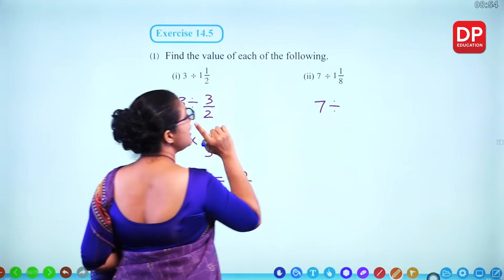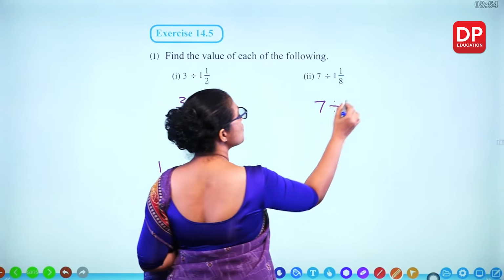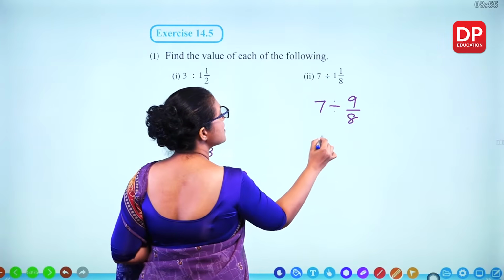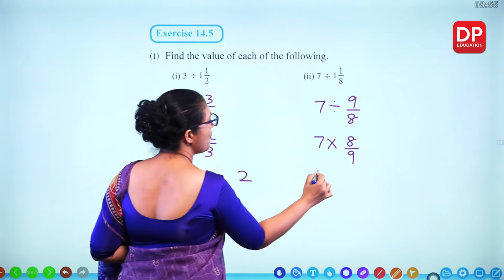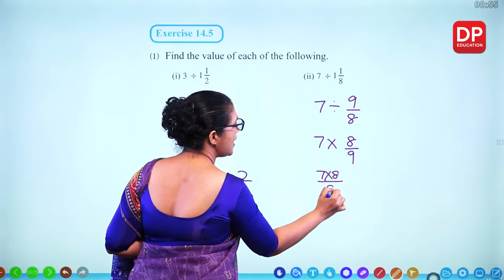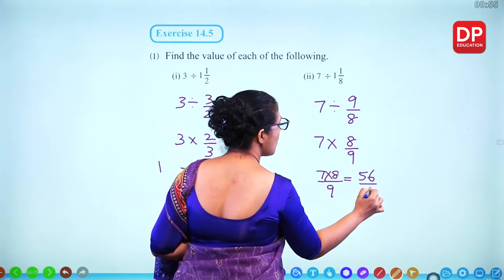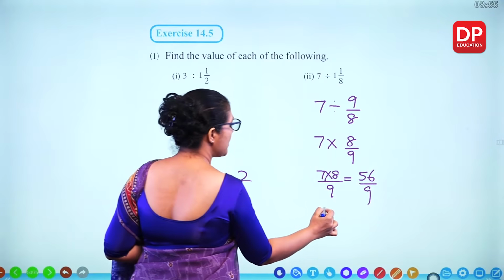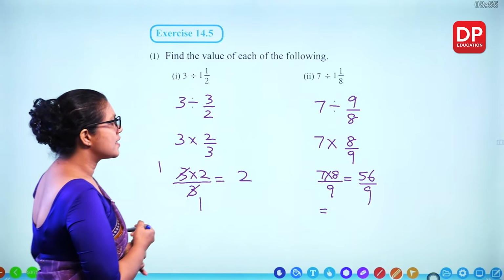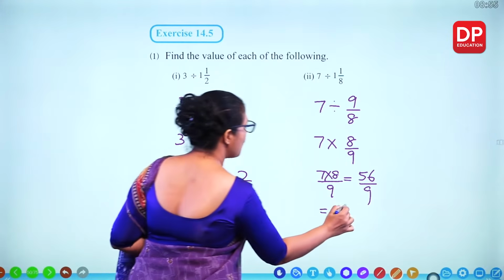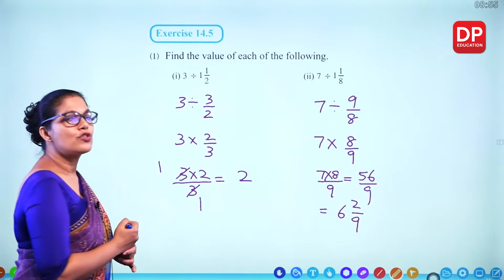7 divided by an improper fraction, 8 times 1, 8 plus 1, 9/8. 7 multiplied by 8/9. Now, 7 times 8, 56/9. How many 9s are there? 9 times 6, 54, 2 remaining. So, 6 and 2 ninths.